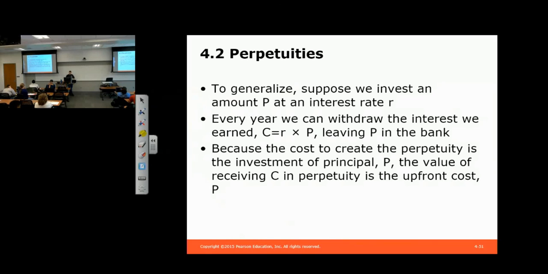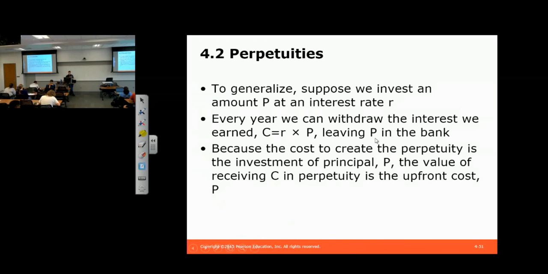Okay, so if we wanted to generalize this so there weren't just cash flows, we're going to call the principal amount P, the interest rate R, and the cash flow is C, so every year we can withdraw the interest we earn, which is this cash flow C, by taking the principal amount times the interest rate. Right? We're going to work examples with this. I'm just trying to get you a picture.